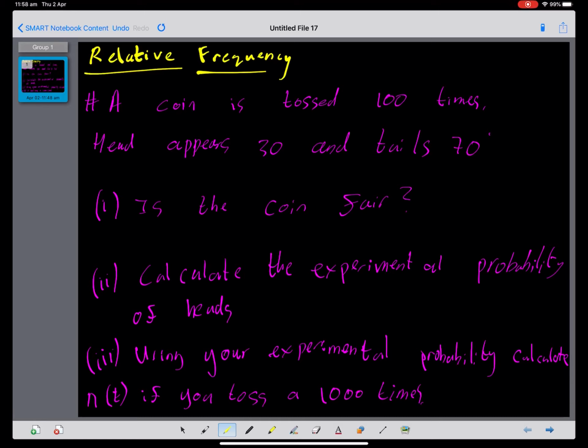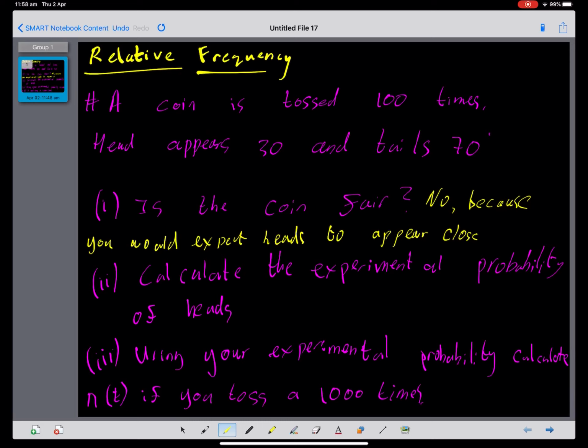Okay, so is the coin fair? So I would say no, because you would expect heads to appear close to 50. Okay, so we have 30, which is 20 away from 50, which is significant given it is tossed 100 times. Calculate the experimental probability of heads. Okay, so we use our terminology. 30 over 100, which is 3 over 10.